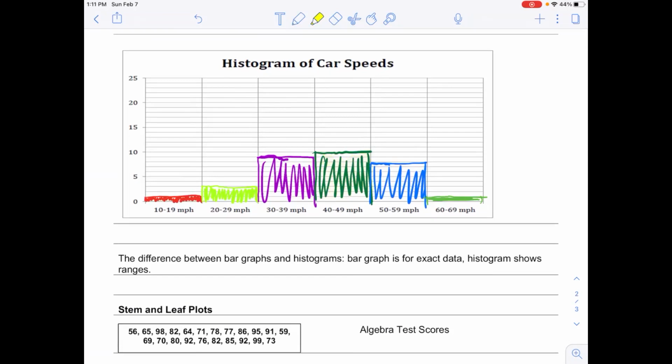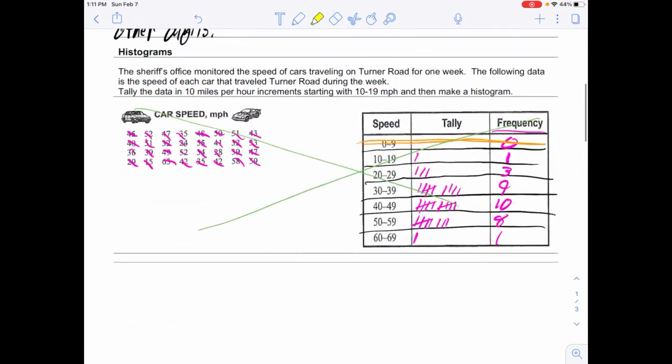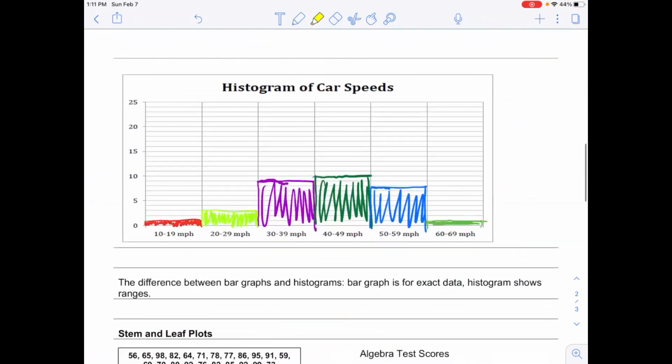So if I take away your data up here, there are things that you don't know from a histogram. We don't know how many cars went exactly 45 miles per hour. Or if I want to know how many cars went between 35 and 45, I don't have that data either. I can tell you how many went between 30 and 39. I can tell you how many went between 40 and 49, but I can't get more specific than that.